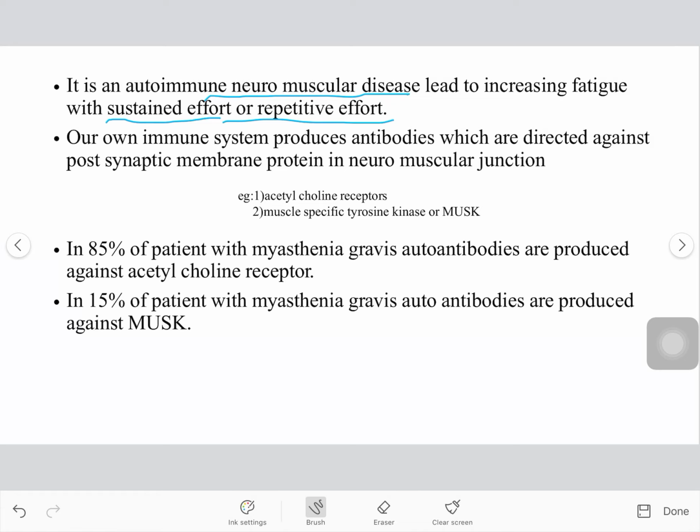Our own immune system produces autoantibodies which are directed against the postsynaptic membrane proteins in the neuromuscular junctions. These postsynaptic proteins are the acetylcholine receptors and the muscle-specific tyrosine kinase, or MuSK, which is present in the postsynaptic membrane, also known as the sarcolemma. In 85% of patients with myasthenia gravis, autoantibodies are produced against the acetylcholine receptor. In the remaining 15%, autoantibodies are produced against the muscle-specific tyrosine kinase.